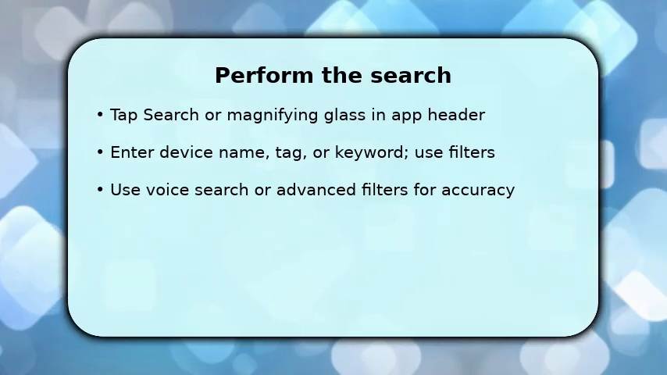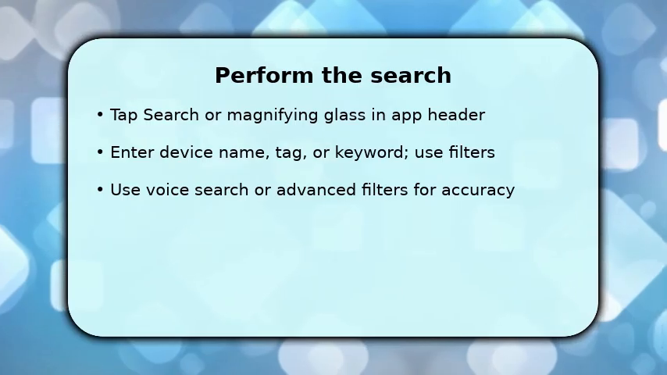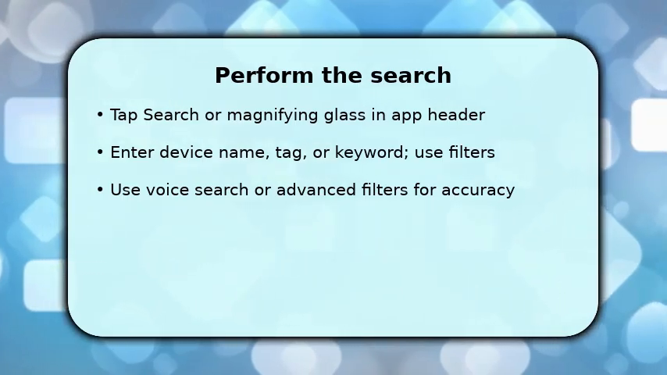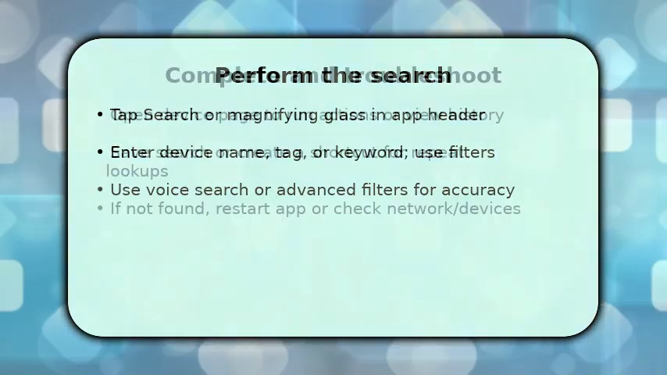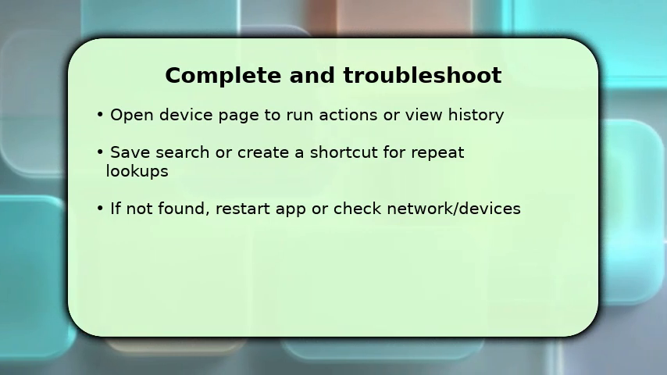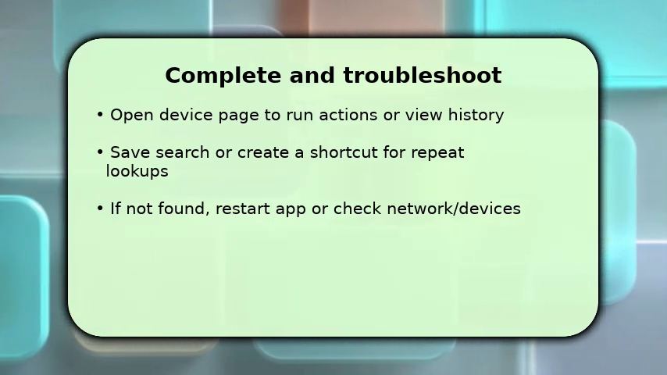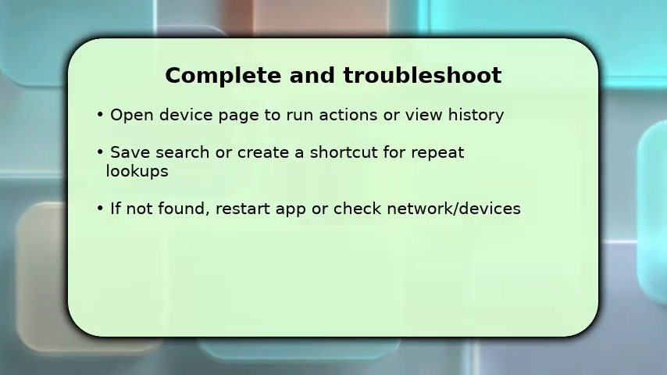After choosing filters, tap the result to view details and controls. This shows why the match is correct and what actions you can take next. You finish by opening the device page to run actions, view activity history, or adjust settings. Once the device is confirmed, save the search or create a shortcut for quick repeated lookups. This prevents redoing filters later.